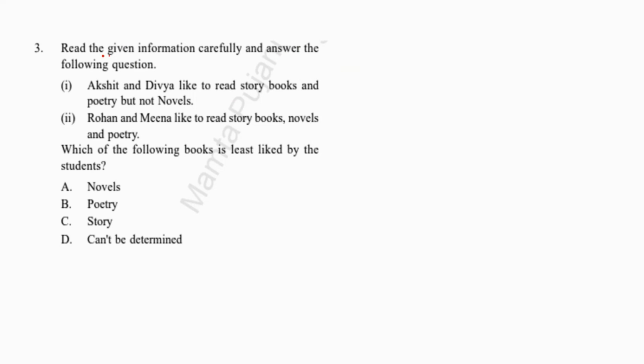Coming on to the third question, read the given information carefully and answer the following question. Akshit and Divya like to read storybooks and poetry, but not novels. Okay, so we have 3 categories. We have storybooks, we have novels, and we have poetry as per the first statement. So there are people, Akshit, who likes to read storybooks and poetry, but not novel. Then there is Divya, similarly, storybook and poetry, but not novel.